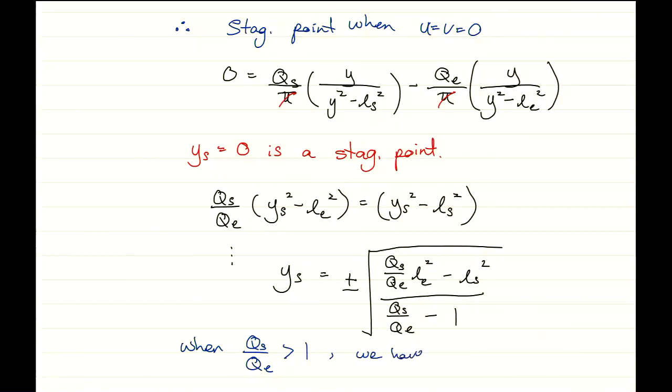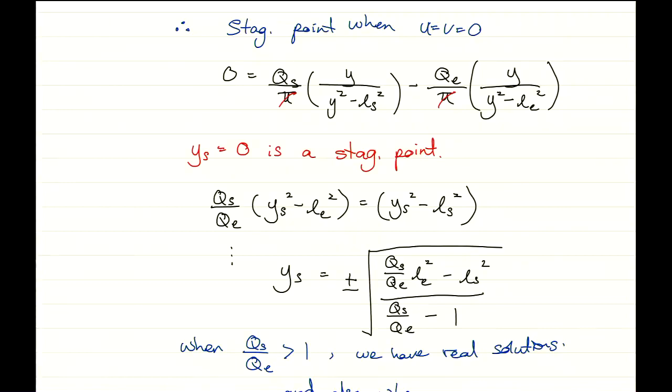We have real solutions. And also, when Qs over Qe is greater than 1, we know that this term here is greater than this term here, so it's positive, right? And the denominator is positive as well, so we get the square root of a positive value.